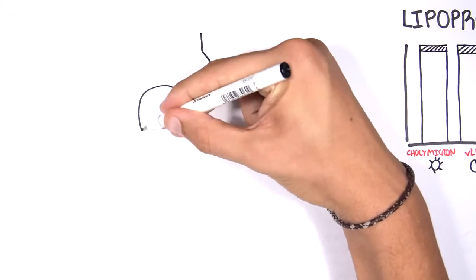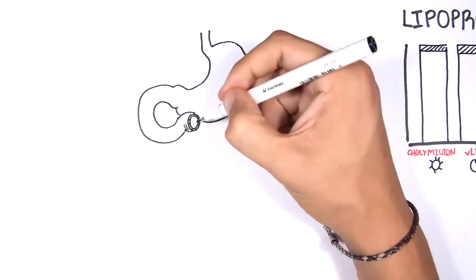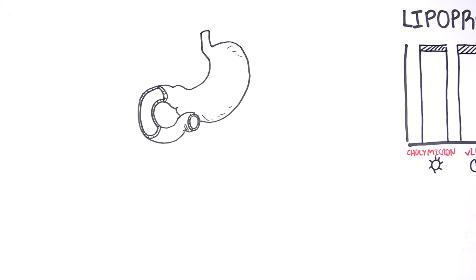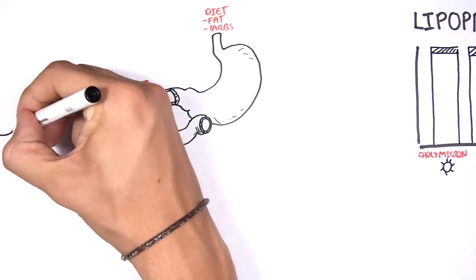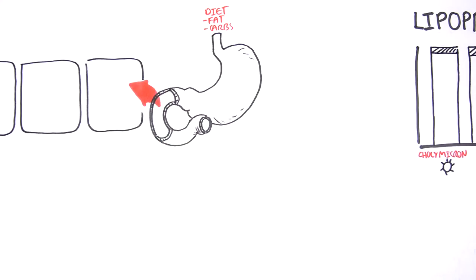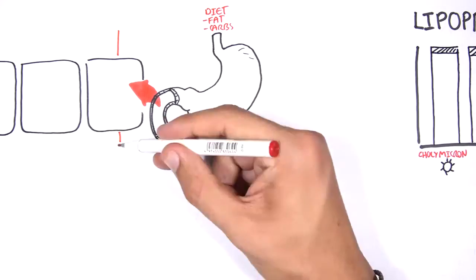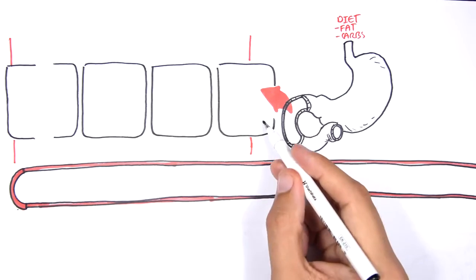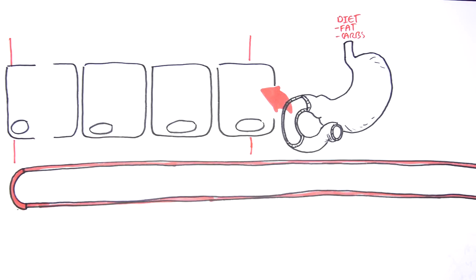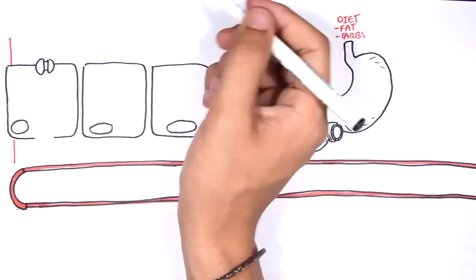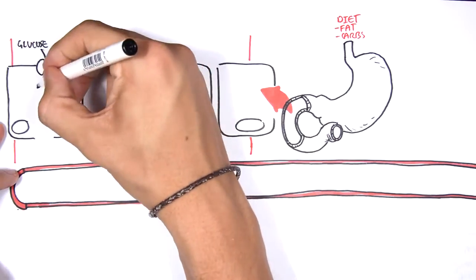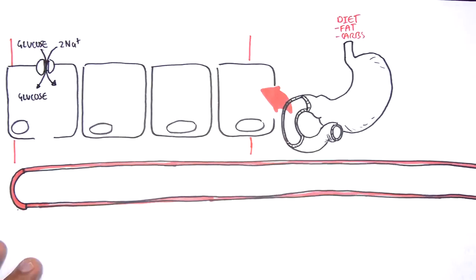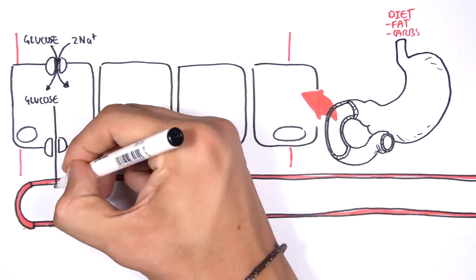So here we have the stomach and part of the small intestine. Our diet consists of carbohydrates, fats, and proteins, of course. These get digested and then absorbed in the duodenum of the small intestine. Let us zoom into the small intestine here. Here I am drawing some intestinal cells. And under these cells we have blood vessels. On the surface of the small intestinal cells, so on the apical side, we have a sodium glucose transporter, which takes in one glucose for two sodium molecules. Glucose is then reabsorbed into the blood.